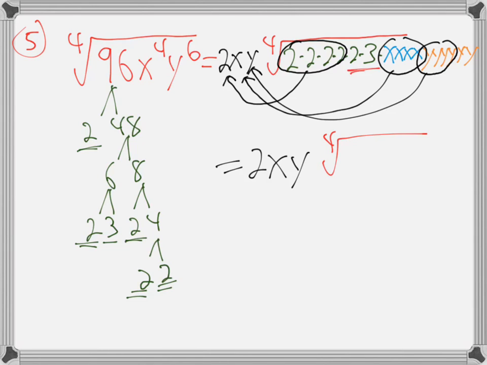What's left inside? 2 times 3? 6. And y times y? Y squared. We're done. Is that making sense? How are we doing? Questions I can answer on that one? It's the basic plan of shipping things out with the roots working for you.